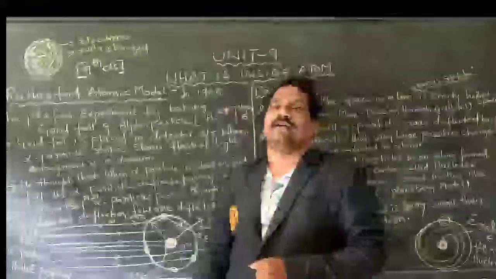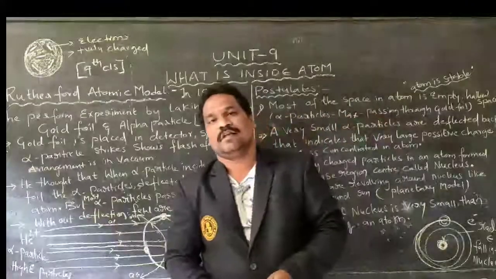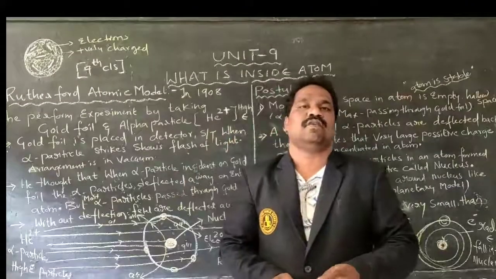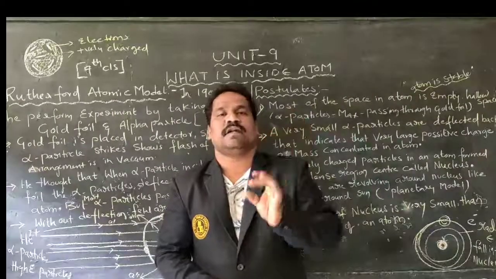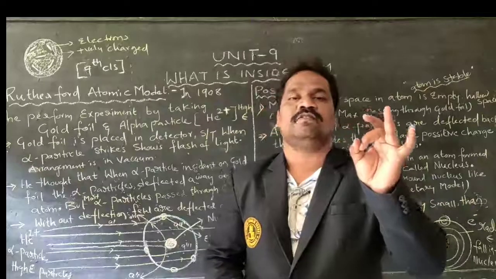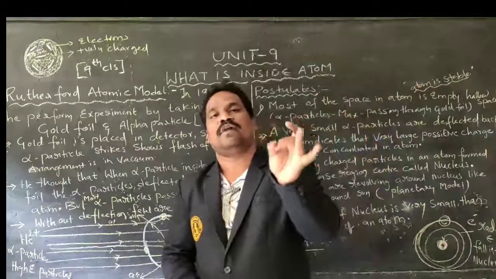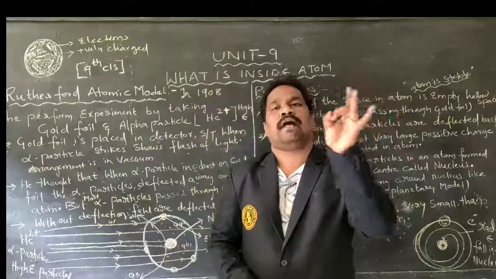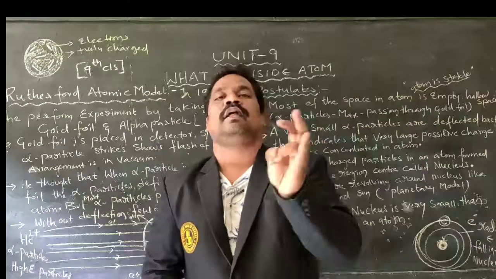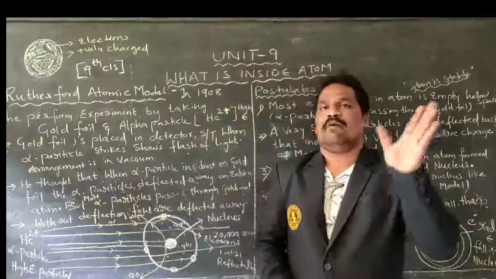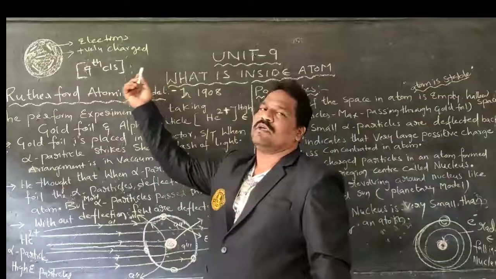In the previous class, we started atomic models. Among them, we have three atomic models in 9th class. One is the J.J. Thomson atomic model. The second is the Rutherford alpha scattering experiment, or Rutherford atomic model, or planetary model. The third one is the Neil Bohr atomic model. Among these models, in the previous class we completed the J.J. Thomson atomic model.